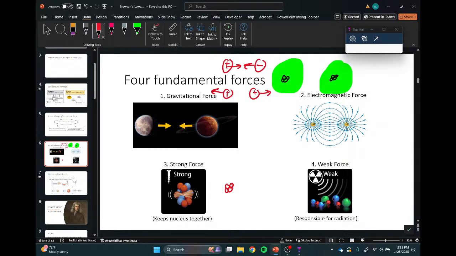They shouldn't be smushed together. Positives should repel each other. So it's not doing what we expect. So they said there must be some other force holding these protons together. So they said it's a new force. It's a strong force. And the amount that I'm about to tell you is the amount I know.